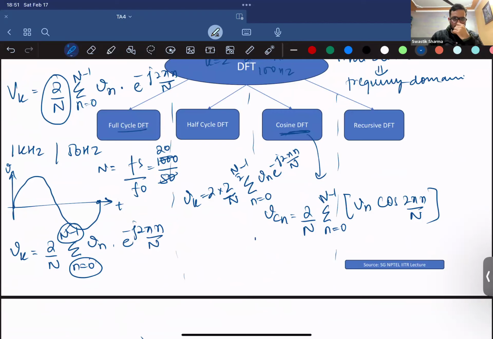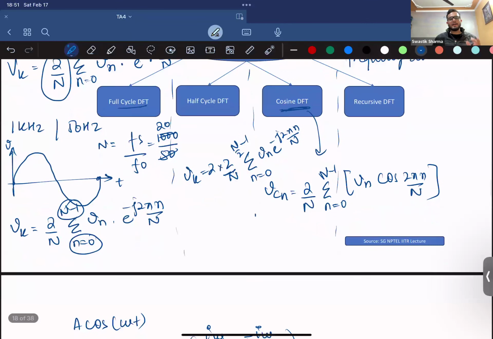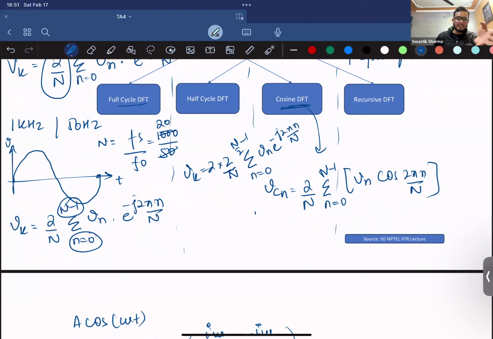Anyone? No. Okay. So can I say that cos leads sine by 90 degrees? Is this statement correct? Yeah, phase difference. But what I'm saying is, if I say that cos leads sine by 90 degrees, is this statement correct? Yes, sir. Yeah. So then I can just write it like this, right?